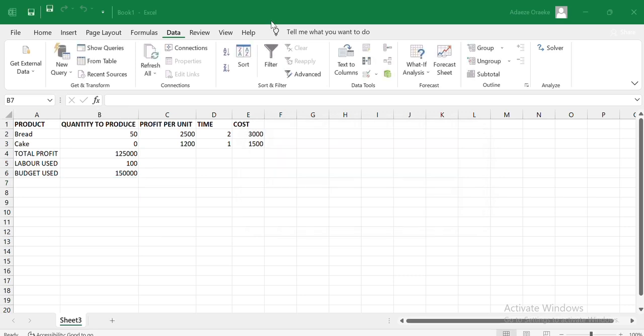So 2.5 divided by 2 is 1.25, which means even per hour, we'll be making more from producing bread than the 1.2 that we're making from producing cake. So this answer is accurate. That's why we decided to leave out cake and not produce cake at all, and focus all our energy on bread, because we make more from producing bread than we make from cake. And our objective here was to maximize profit. So Excel has helped us arrive at our decision of maximizing profit.